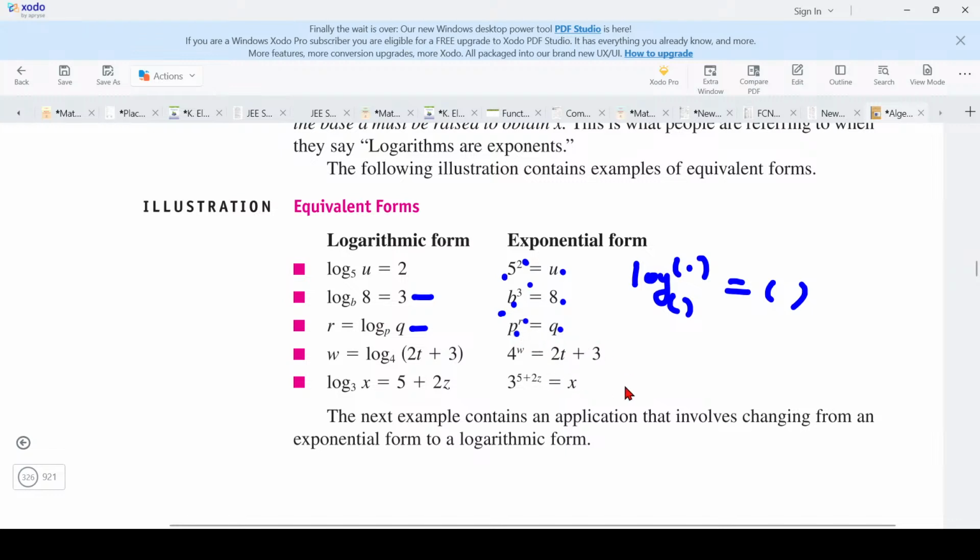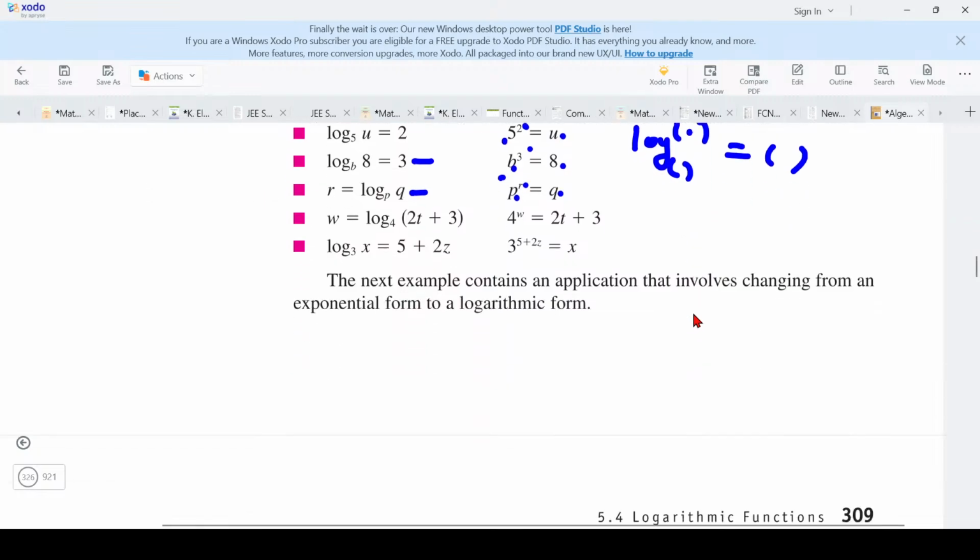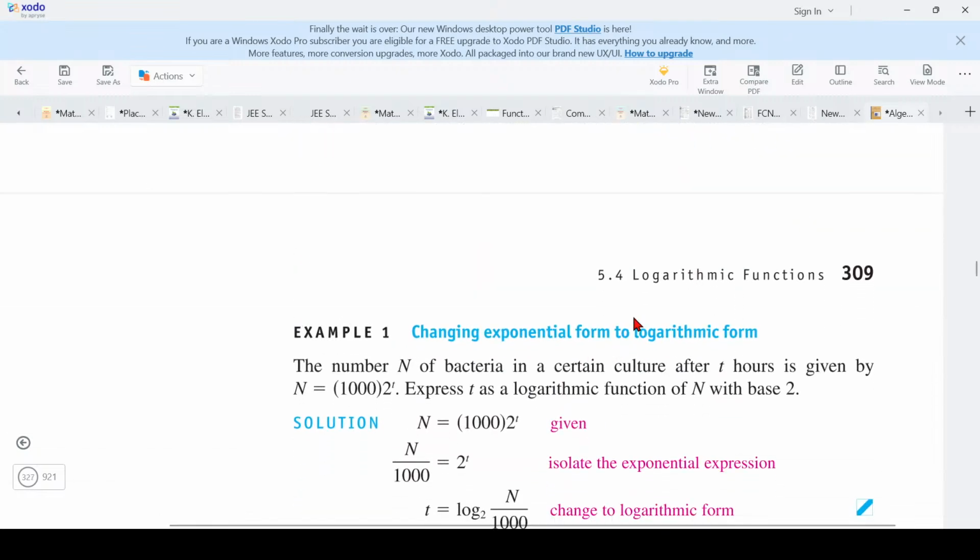Very good. What about here? Log 2t plus 3 to the base 4 equals w. Very good. Excellent. What about this? Log x to the base 3 equals 5 plus 2z. Very good. Excellent. Superb.